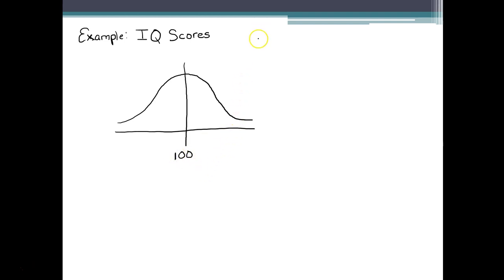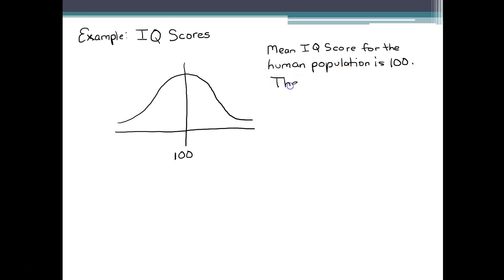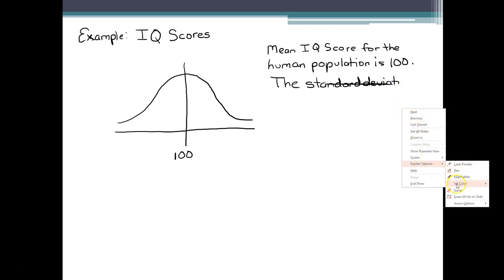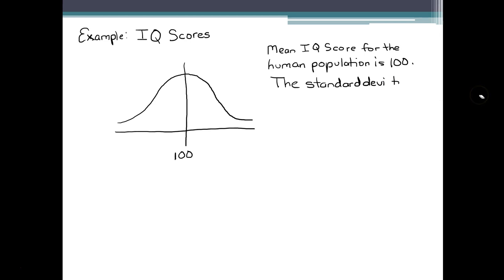Okay, so the mean IQ score for the human population is 100. The standard deviation is 15. They take their data and apply their formulas. They figure out that the standard deviation is 15.